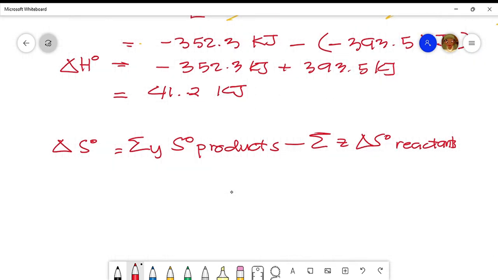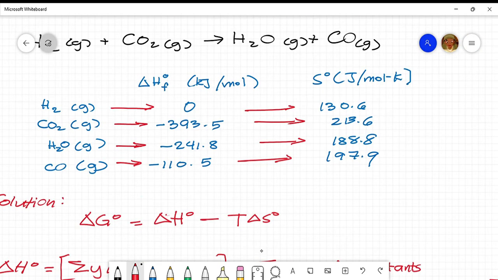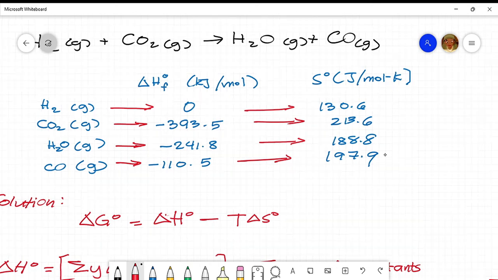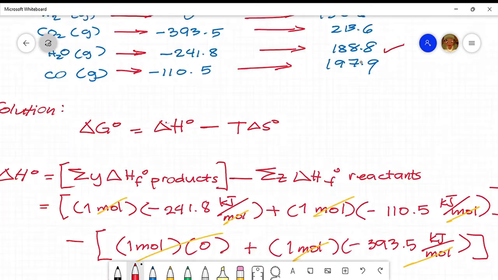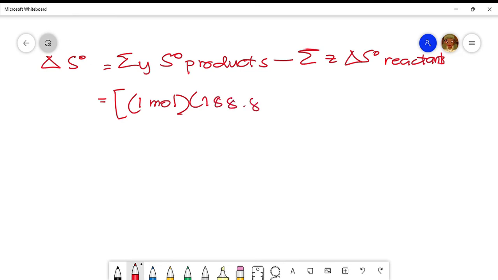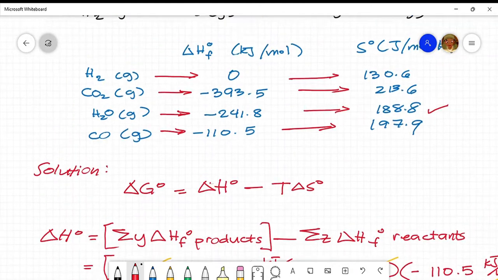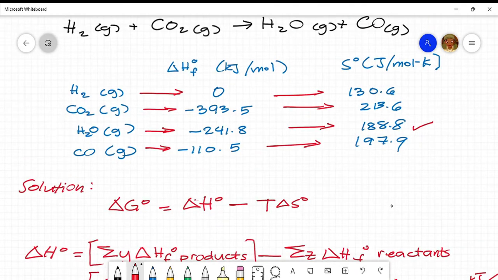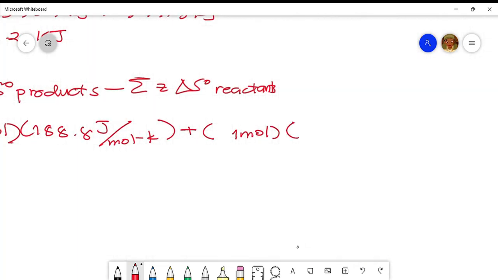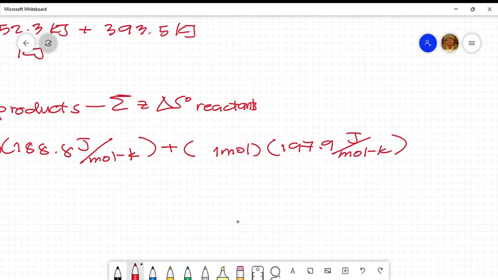So that's the formula. And then again we have 1 mole of H2O, and its entropy at standard condition is 188.8 joule per mole Kelvin, plus 1 mole of the second component. The second component is CO, and we have 197.9 joule per mole Kelvin, the entropy at standard conditions. So let's close this bracket.